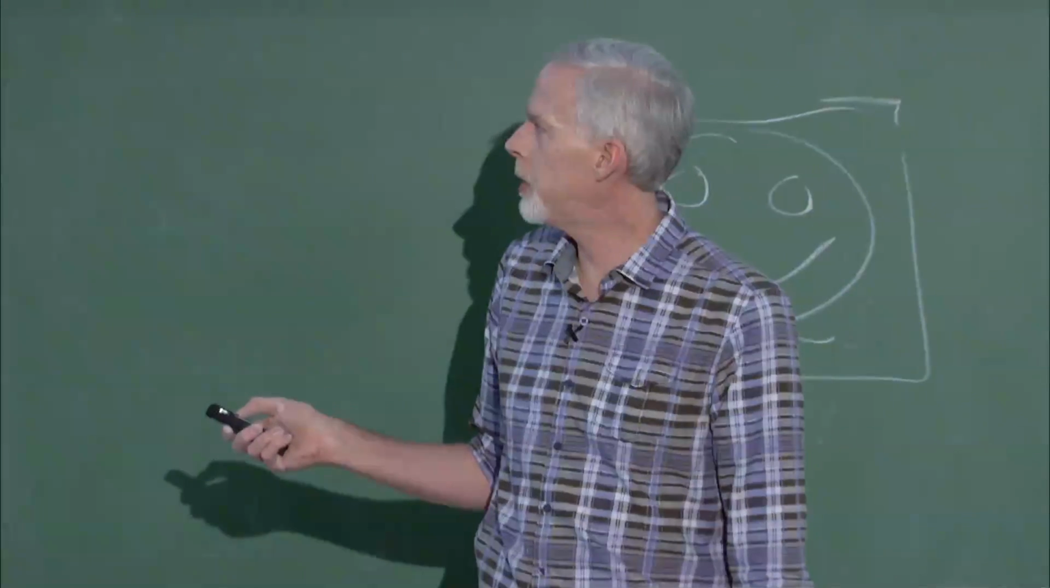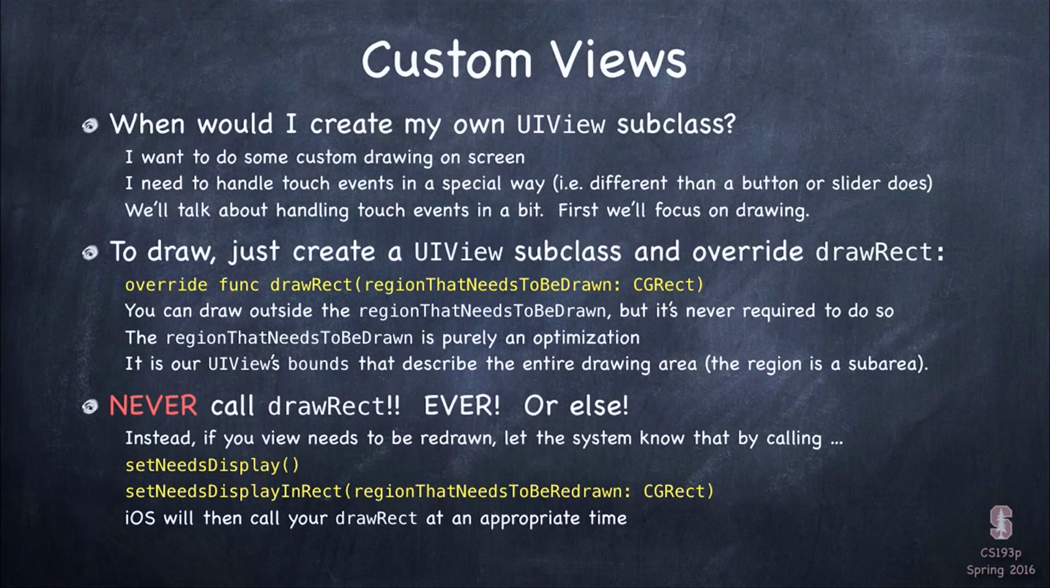Now, this setNeedsDisplay in rect just lets you set this little rectangle right here. So this is an optimized version of setNeedsDisplay. Maybe you just call it with the eyes, okay, if you know only the eyes have changed. But this is how you get a view to redraw.